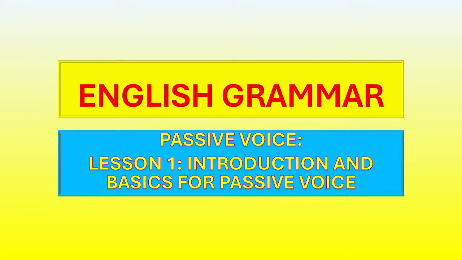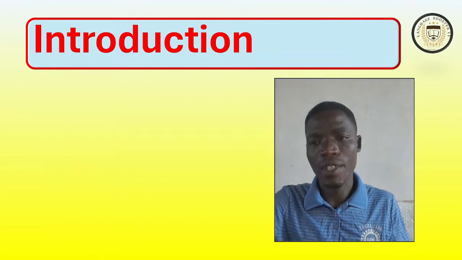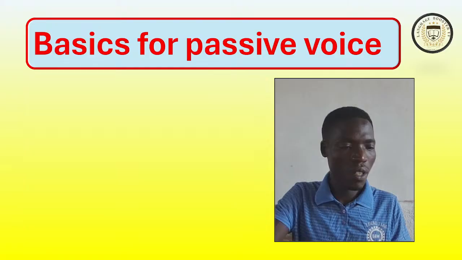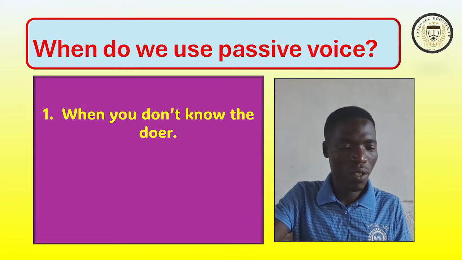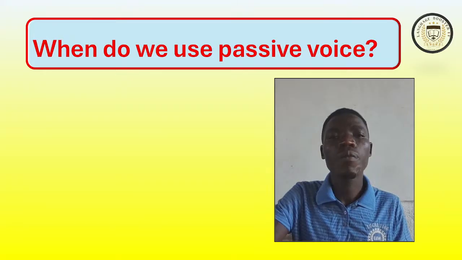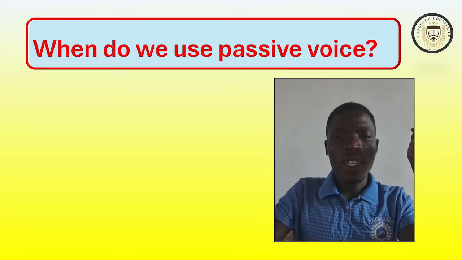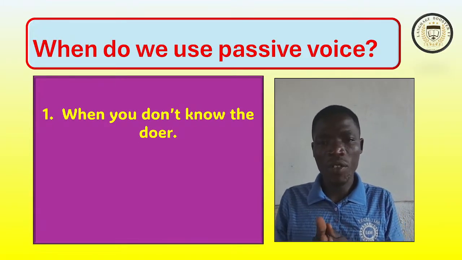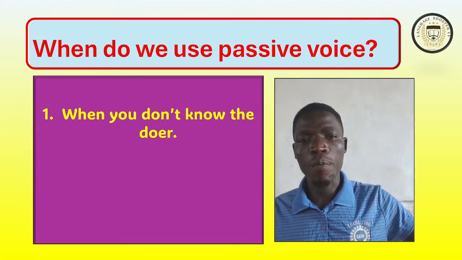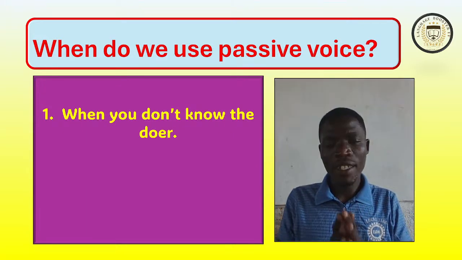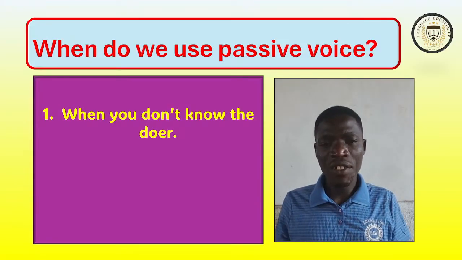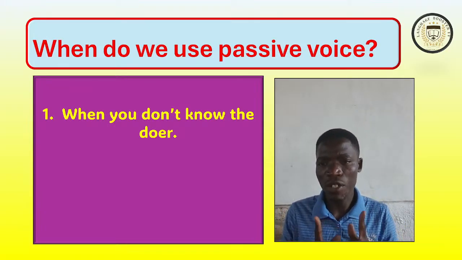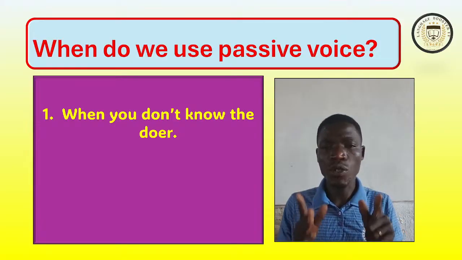As I'm waiting for your sentences, let us see when do we use passive voice. In English, we use passive voice when we don't know the doer, the person or thing who does an action. In other words, the subject is unknown. We don't know the doer.